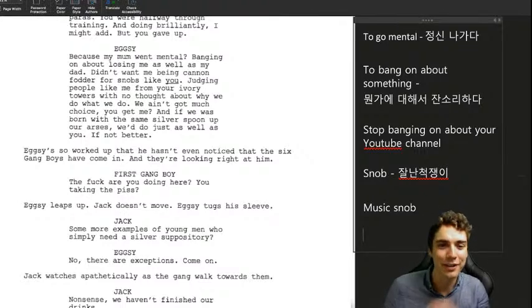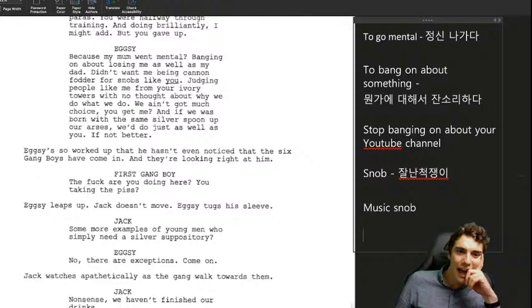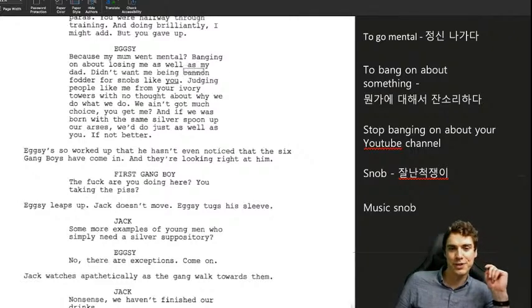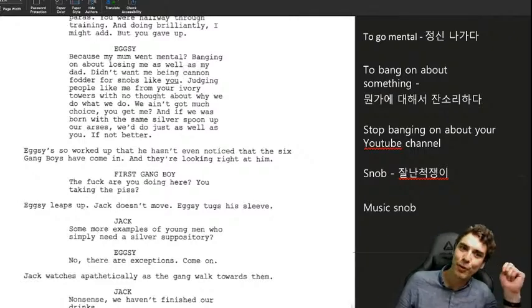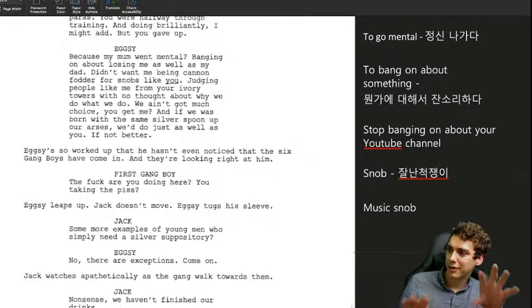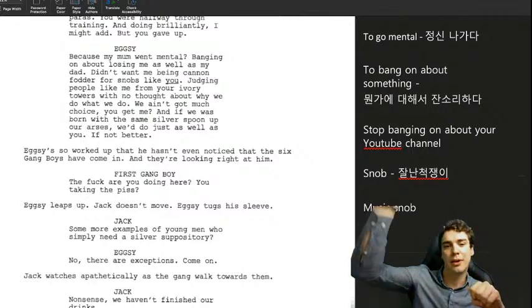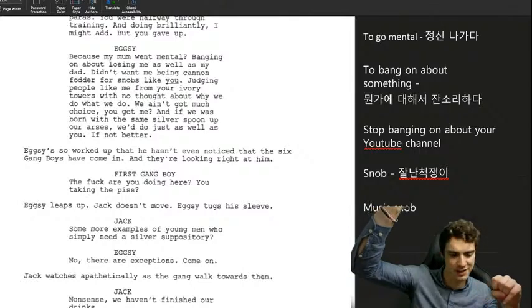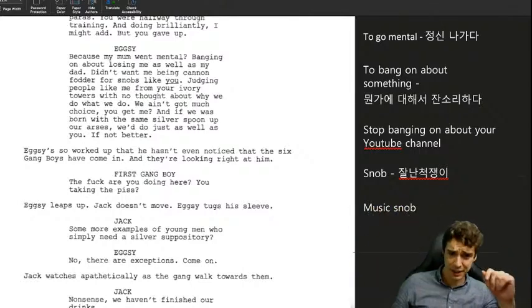Okay, so, right. Cannon fodder for snobs. So cannon fodder, 대포. Fodder is like what you put into the cannon. So, like gunpowder and stuff like that. So stuff that you just fire out and it's blasted and it breaks up. So, didn't want me being cannon fodder for snobs like you.